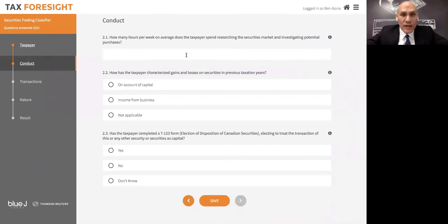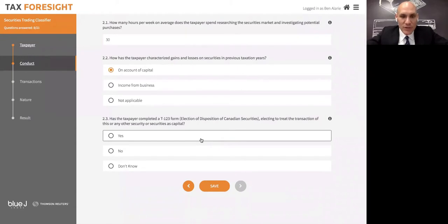How many hours per week on average does a taxpayer spend researching the securities market and investigating potential purchases? So a lot of time, this is his full-time job. Some of that is going to spill over to his personal life. So we're going to say 30 hours. How has the taxpayer characterized gains and losses on securities in previous taxation years? He's consistently treated them as being on account of capital, so we'll say that.